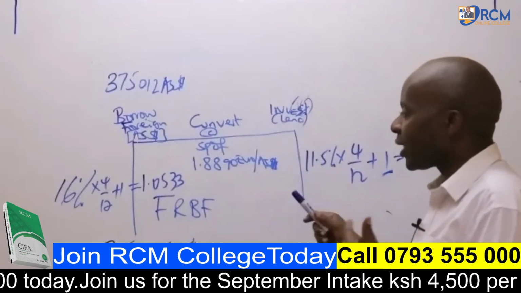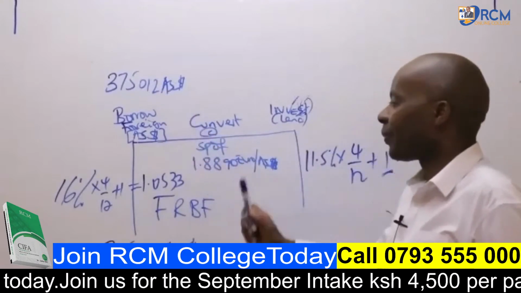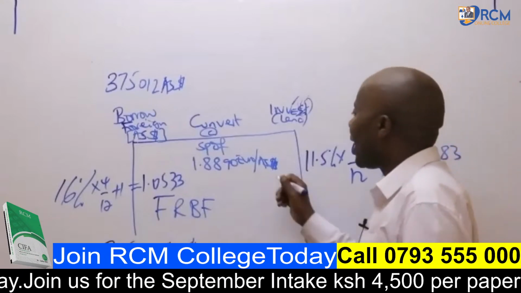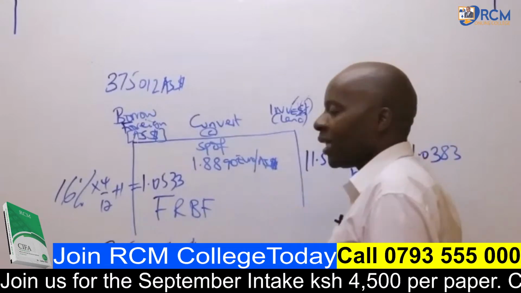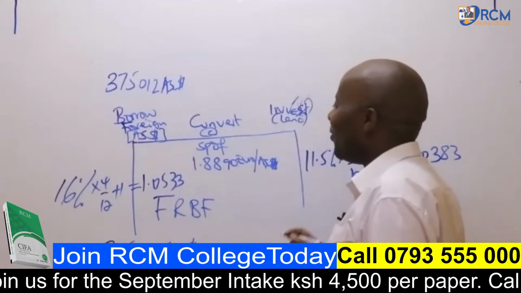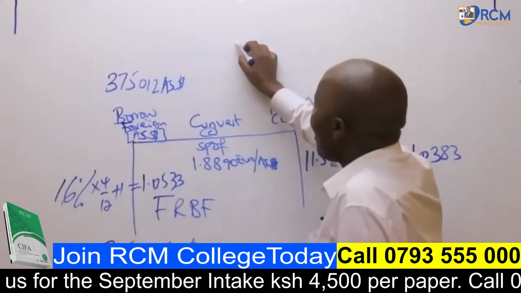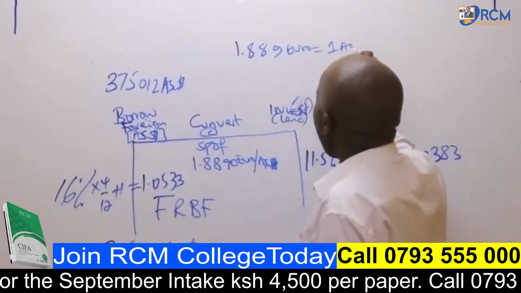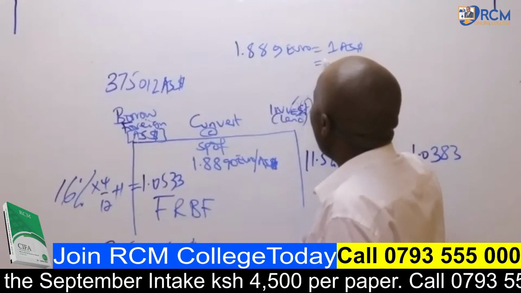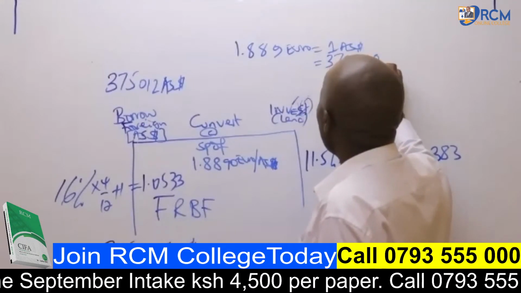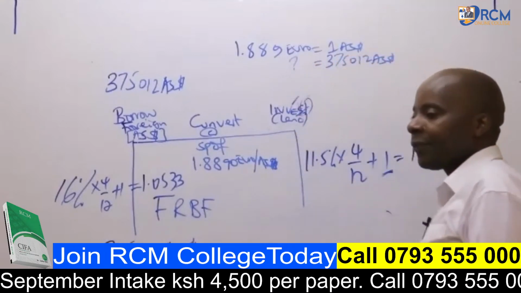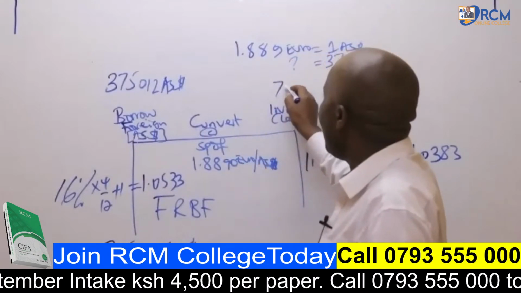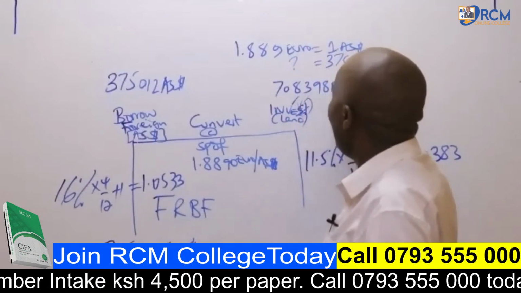In between here, you have an exchange rate. I would want to be left with euros alone. So I should multiply so that the Australian dollar and Australian dollar cancel out, leaving me with euros. Or I can do it the mother tongue way: 1.889 euros equals 1 Australian dollar. How about 375,012 Australian dollars? Somebody is giving me a figure of 708,398 euros.